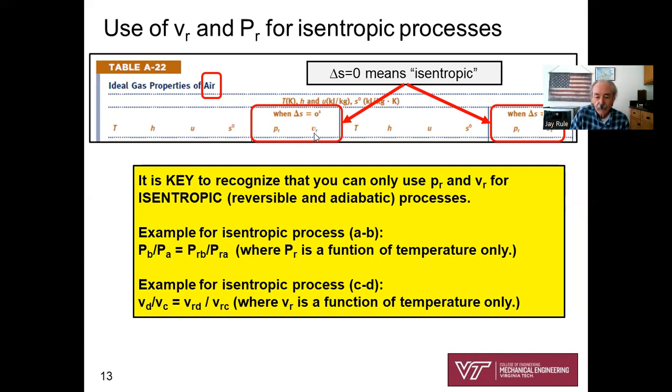And v sub r is called the relative specific volume. You don't even have to worry about the units there because you're always using a ratio. So that is going to be a key refresher that you've been exposed to before. Be very aware of these columns in table A22. P sub r and v sub r only apply to reversible adiabatic or isentropic processes.